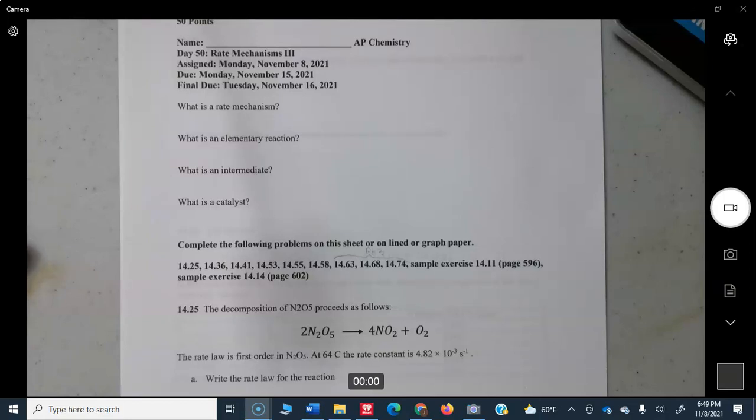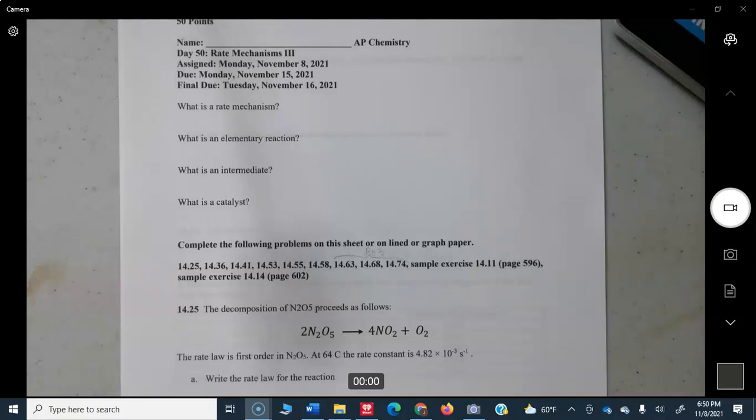What is an elementary reaction? That is one of those reactions that leads from the reactants to the products. So there could be two, there could be three. Generally, for the problems you'll be dealing with, there won't be more than three steps, three elementary reactions that produce the overall reaction that you're studying.